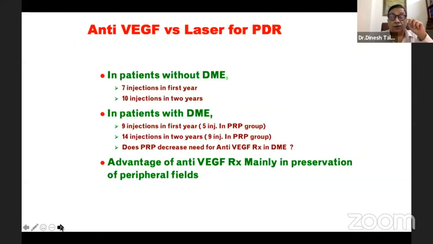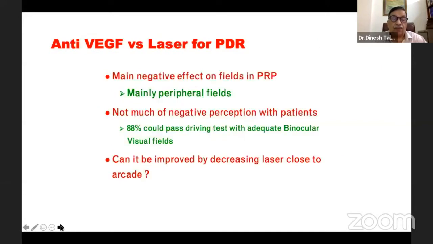Now, what is more important? In patients without DME, 7 injections were required in the first year and 10 in 2 years. In patients who had DME, 9 injections in the first year, 14 in the first 2 years. And as opposed to that, patients who had PRP along with the injections needed 5 injections in the first year, 9 in the second year. Now, to my mind, it seems that PRP may actually decrease the need for anti-VEGF treatment in the presence of concomitant DME. So the main advantage seems to be in peripheral field preservation.